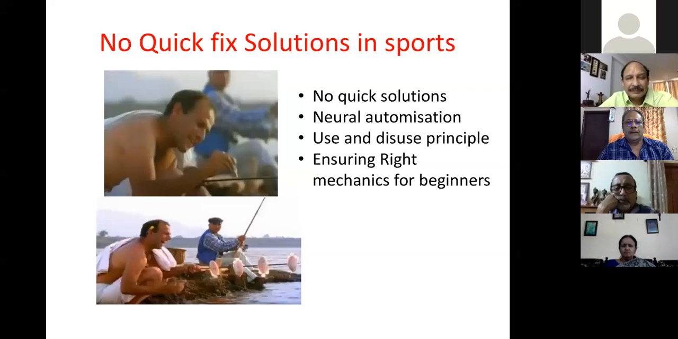Now, if you look at Gopichand from the badminton side, he has put sheer hard work into all the athletes. He himself was an athlete, a badminton player, and he has put so much effort into all these athletes, and they are in a position to produce the result. So there is no shortcut. That's my feeling. That's why I put this slide.